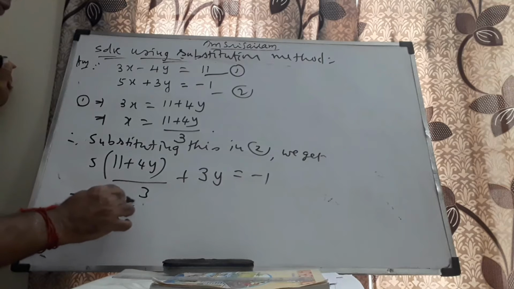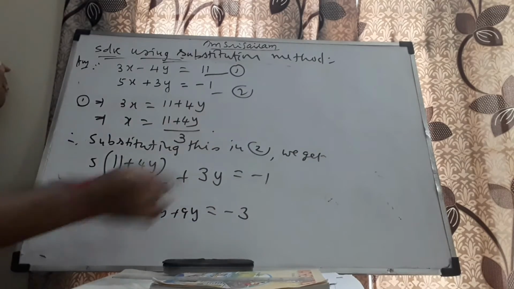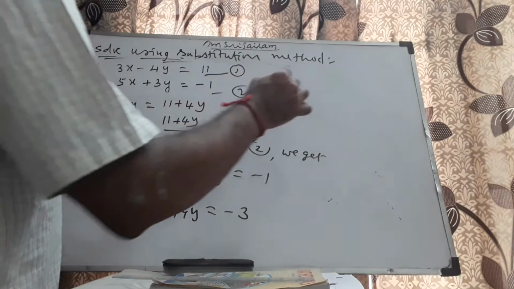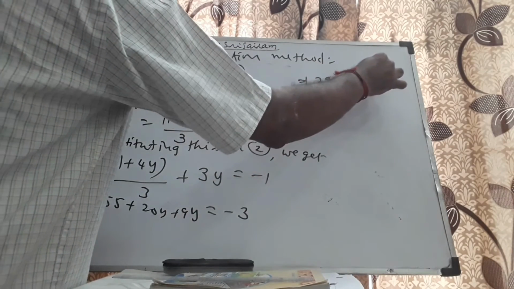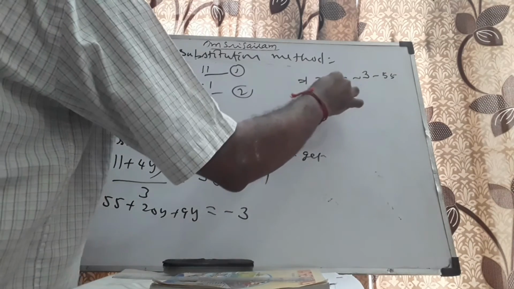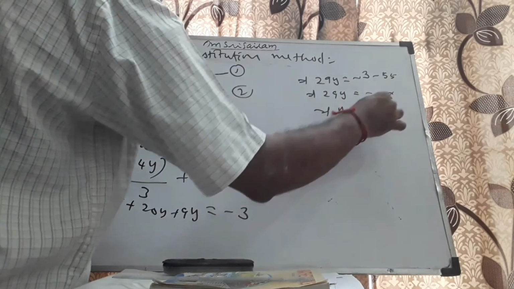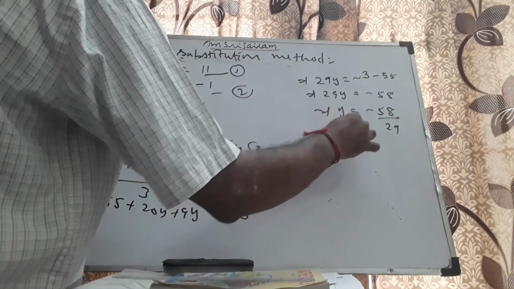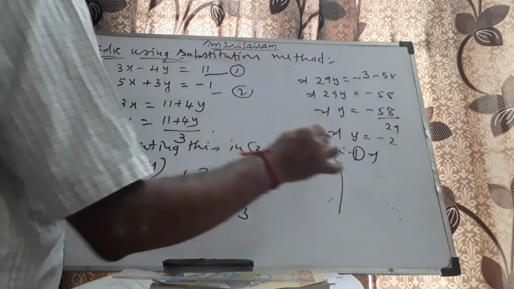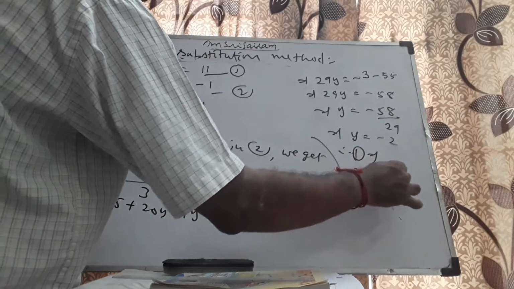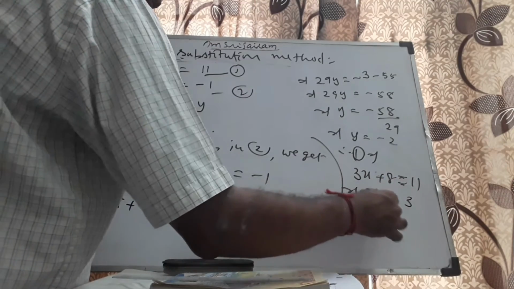Let me try to simplify. 55 plus 20y plus 9y is equal to minus 3. I have taken LCM and cross multiplied 3. Therefore, here it is reduced to 29y is equal to minus 3 minus 55, which implies 29y is equal to minus 58, which implies y is equal to minus 58 by 29, which implies y is equal to minus 2. Now let me go back to one of the equations. Equation 1 implies 3x plus 8 is equal to 11, which implies 3x equal to 3, which implies x is equal to 1.